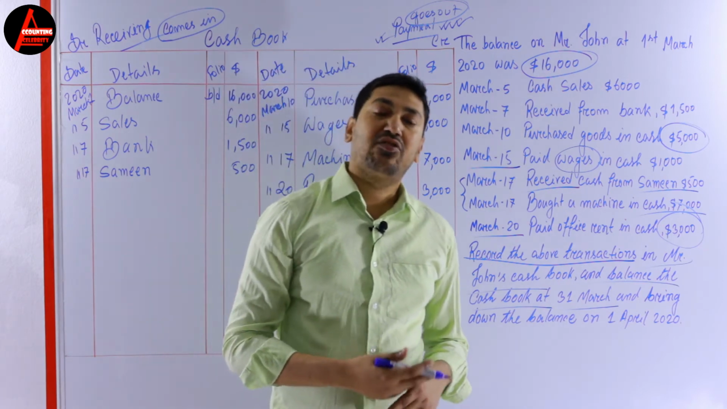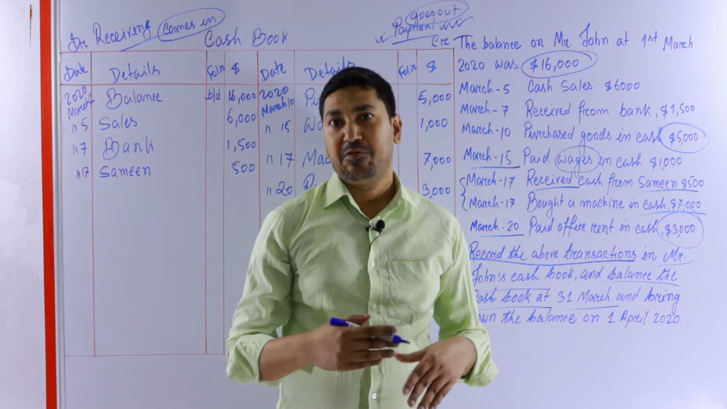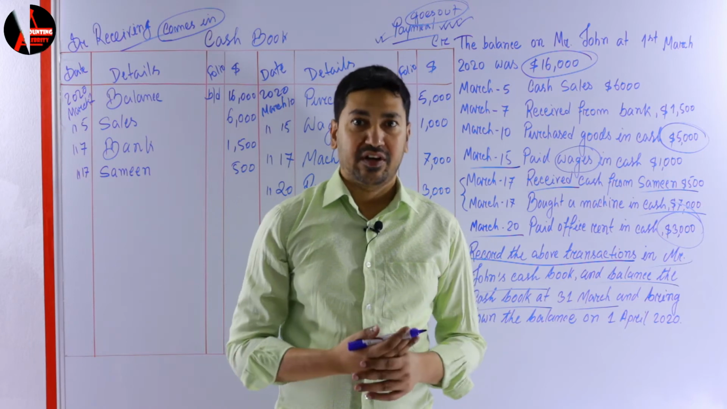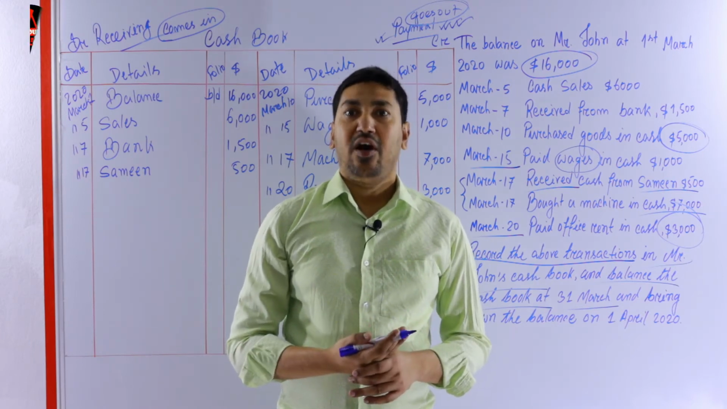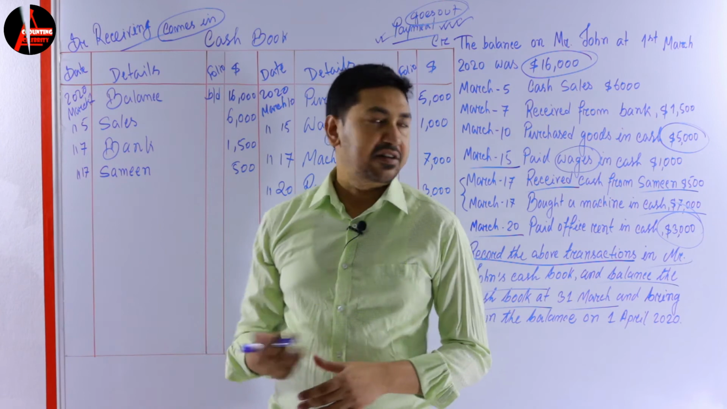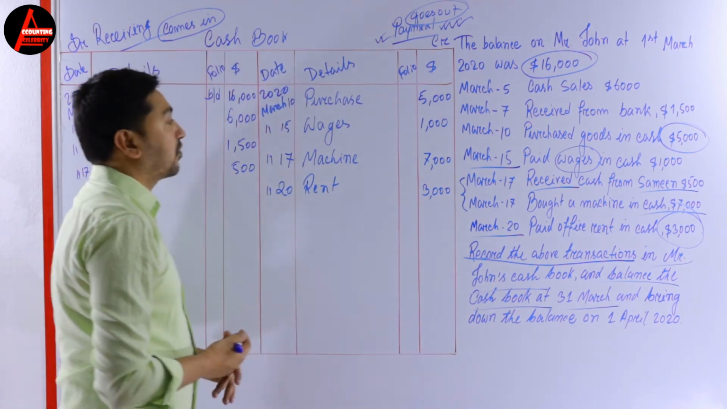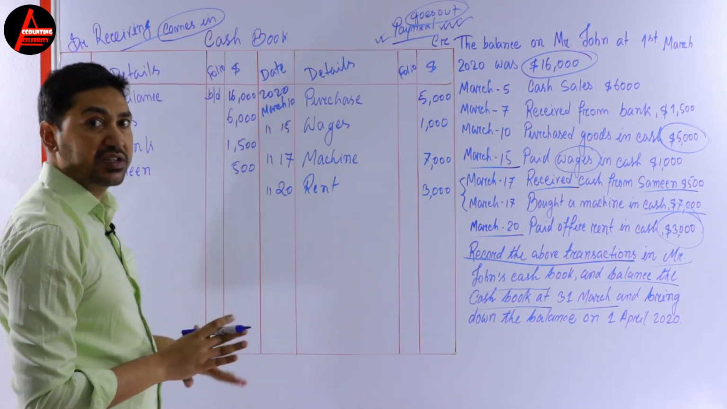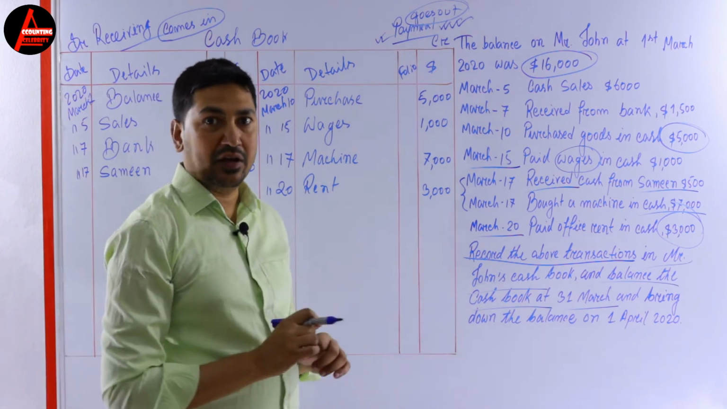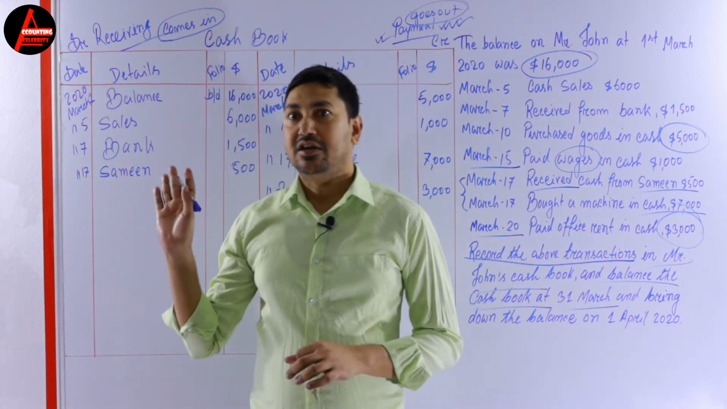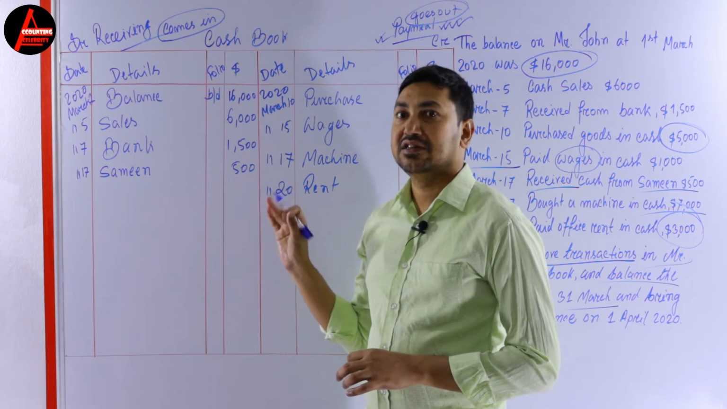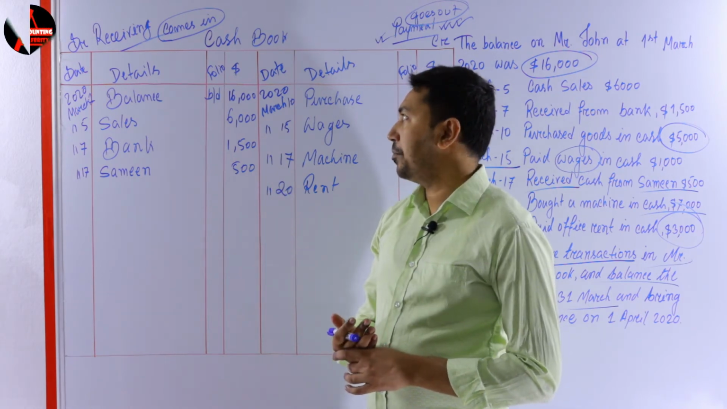So if it is written to balance the cash book, then you have to do more. Okay, you have to balance it. So how to balance the cash book? Let us see here how to balance the cash book. First of all, you check which column is greater in money. Okay, I repeat, check which column is greater in money.